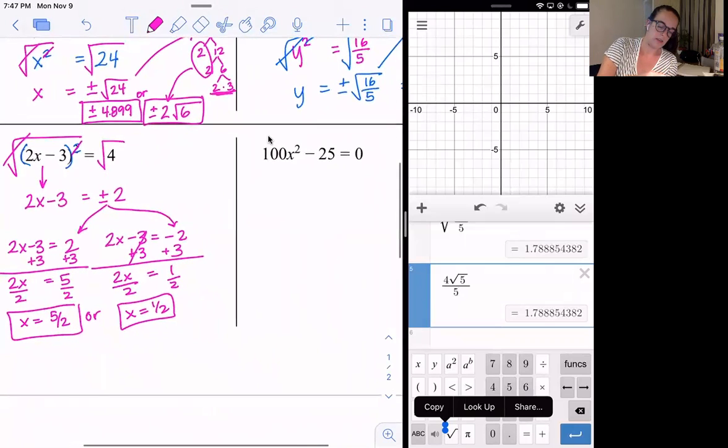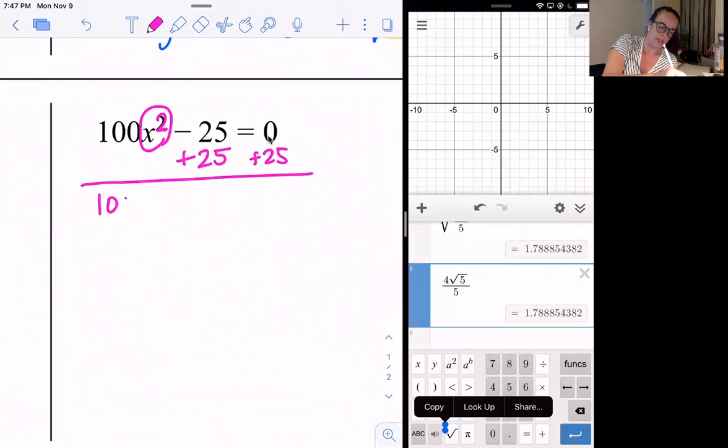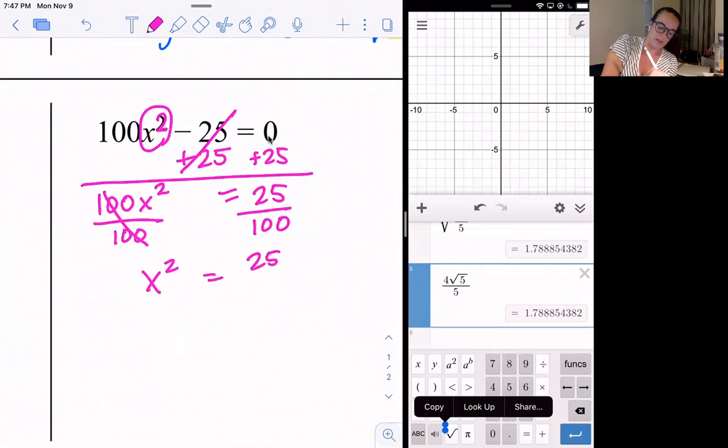All right. And then finally, we have this one here. I know that the 2 is only applying to the x in this case, not to the 100. So I want to get rid of the other things. Let me go ahead and add 25. I get 100 x squared equals 25. I'm going to divide by 100. I get x squared equals 25 over 100.